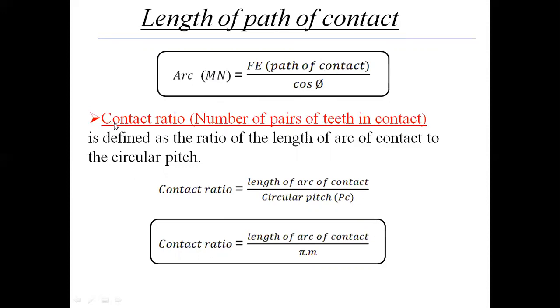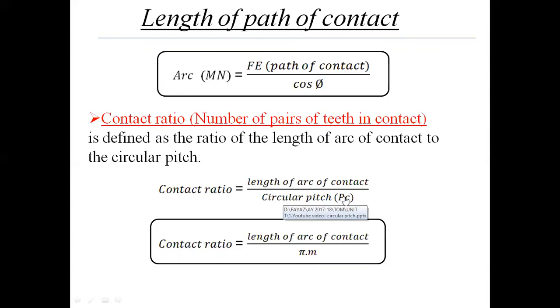Now, the next point is contact ratio. What is contact ratio? Another name for contact ratio is the number of pairs of teeth in contact. Number of pairs of teeth, not number of teeth in contact. We have to consider pairs of teeth in contact. Mathematically, it is defined as the ratio of the length of arc of contact to the circular pitch.